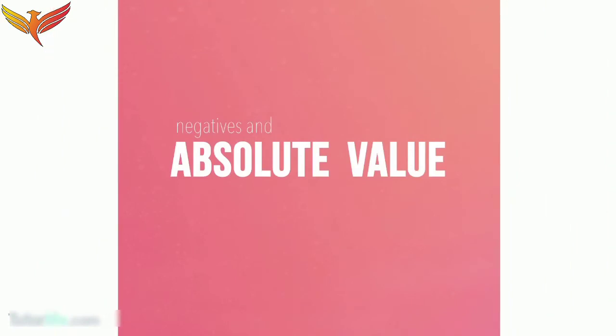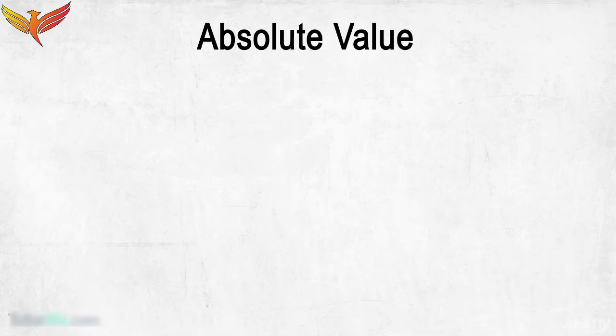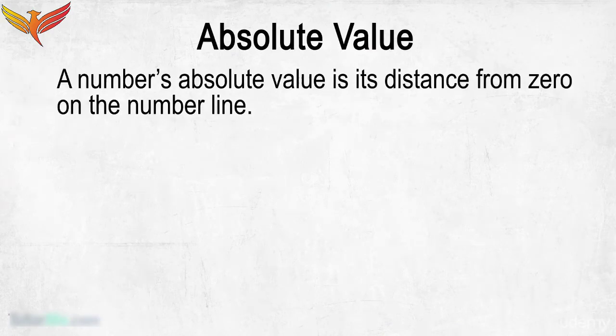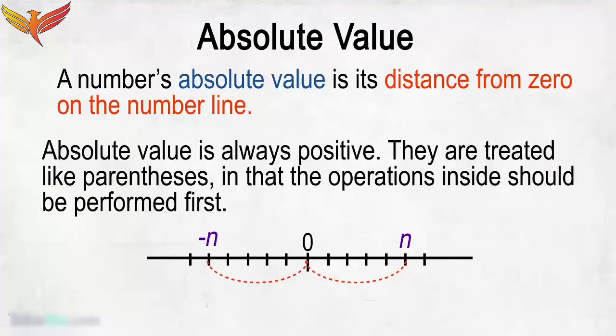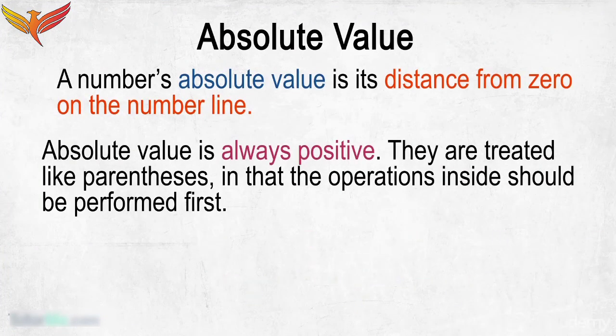Negatives and absolute value. A number's absolute value is its distance from 0 on the number line. Absolute value is always positive. The absolute value signs are treated like parentheses. Always perform the operations inside first.